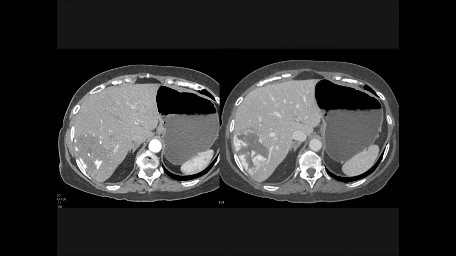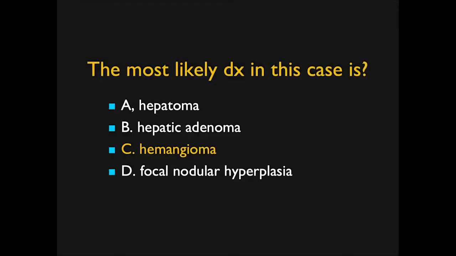The two images together, 100% classic cavernous hemangioma. This is over 5 cm, so it's a giant cavernous hemangioma. Hepatomas can have vascular changes around the periphery, but they're irregular. Things don't fill in a peripheral to central pattern. Hepatic adenomas and FNHs. FNH is typically hypervascular, matches the IVC, but is not peripheral to central. The same thing about hepatic adenomas. This is classic hemangioma.